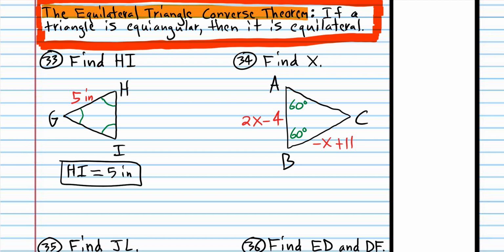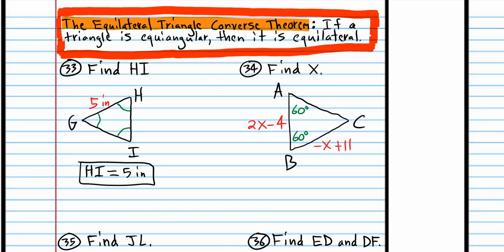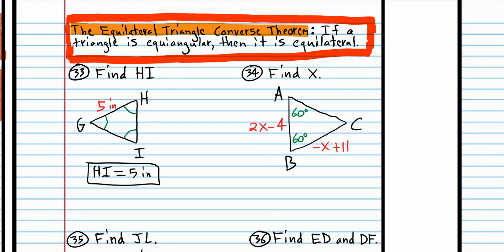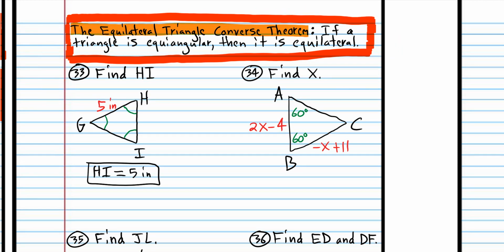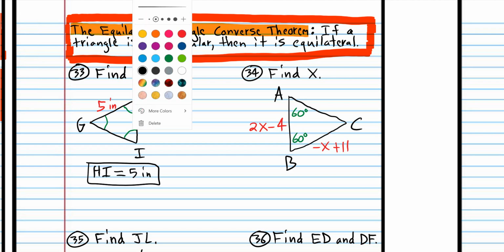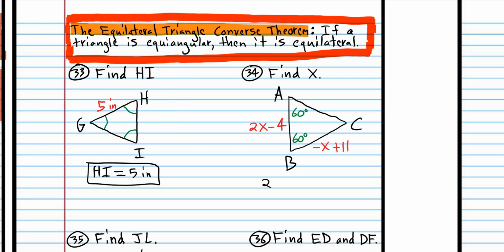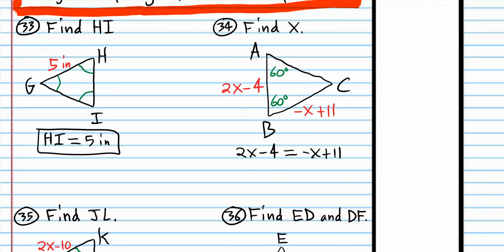So angle C must be 60 degrees, but if angle C is 60 degrees, that means this triangle is equiangular. But according to this theorem up here, if the triangle is equiangular, that proves that it's equilateral, meaning all the sides are congruent. But if all the sides are congruent, that means that we can say that this side, 2x minus 4, must be equal to negative x plus 11. So all we have to do is just solve that equation, add x to both sides, and add 4 to both sides, and we get 3x is equal to 15, divide both sides by 3, and we get x is equal to 5.